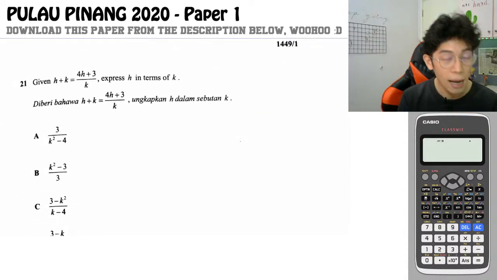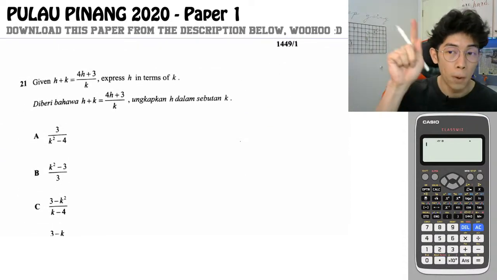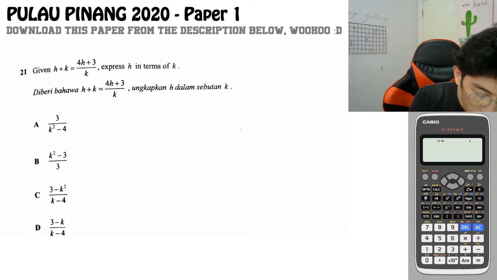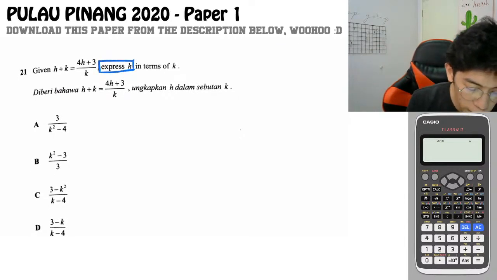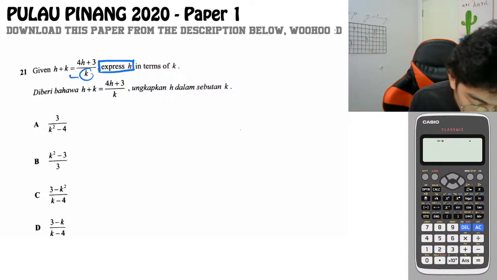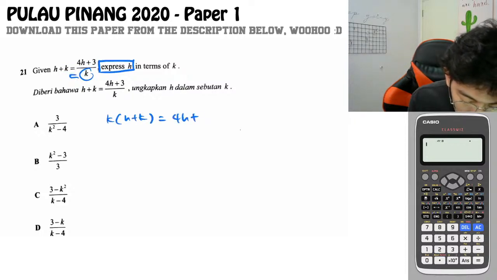So we are like half only, you know. So fly faster. Okay, 21. Express H. Everyone, single fraction, and there's a few ideas. Bring this over. K, H plus K, 4H plus 3. So HK plus K square equals 4H plus 3.